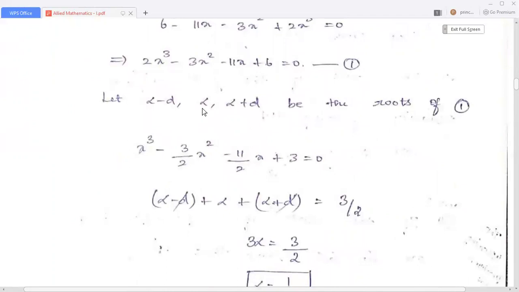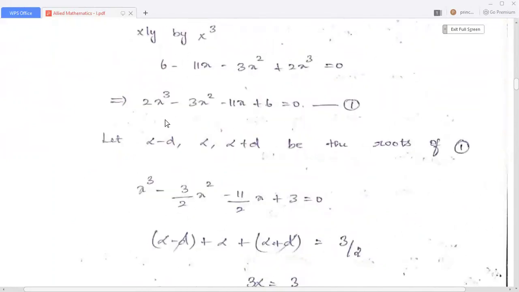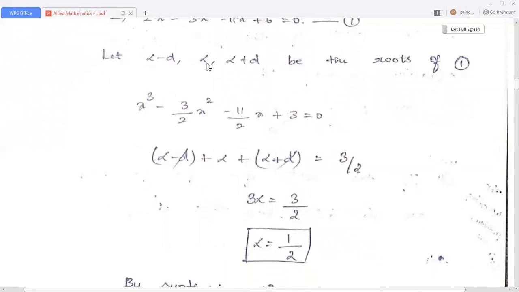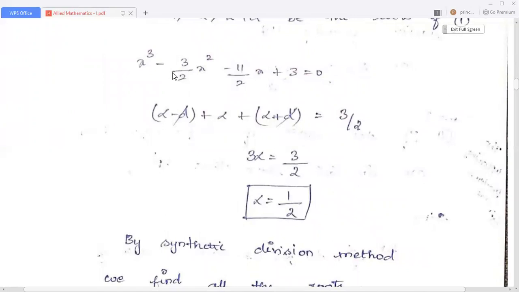Let alpha minus d, alpha, alpha plus d be the roots of equation 1. So this will form the arithmetic progression. The coefficient of x cube is 2, so we divide the whole equation by 2. We get x cube minus 3 by 2 x square minus 11 by 2 x plus 3 equal to 0. So this is the convenient form for using the relation between roots and their coefficients.